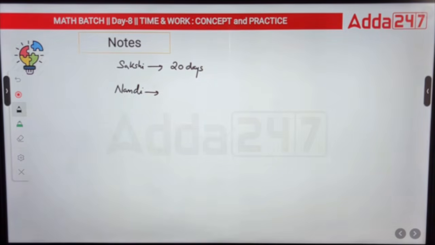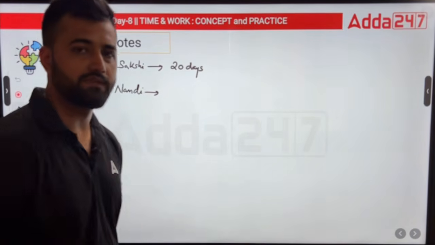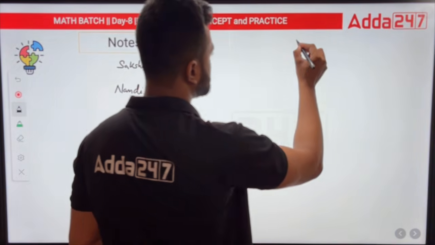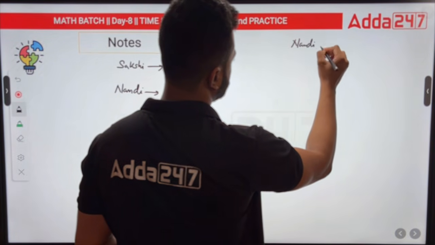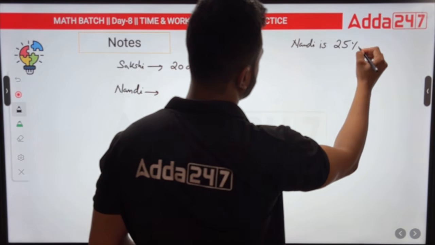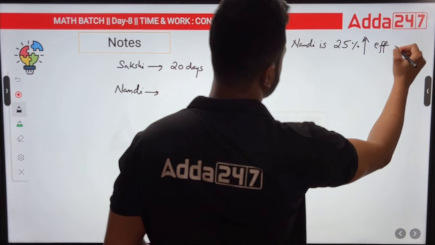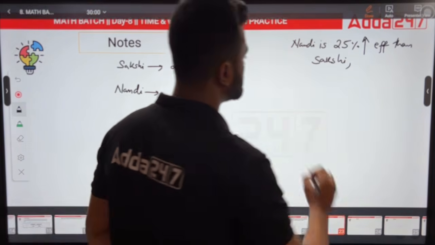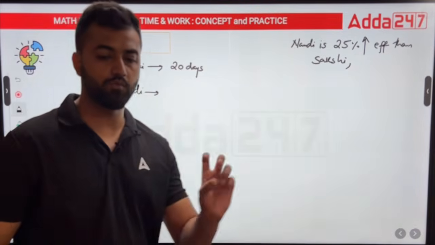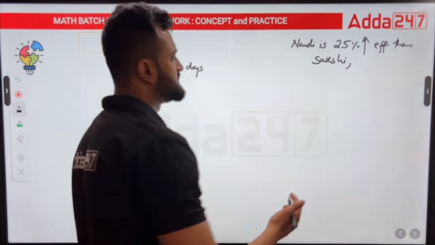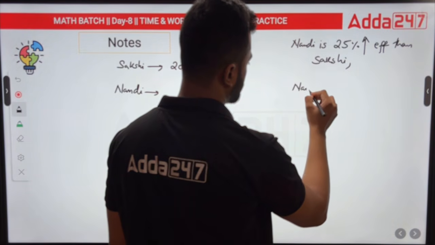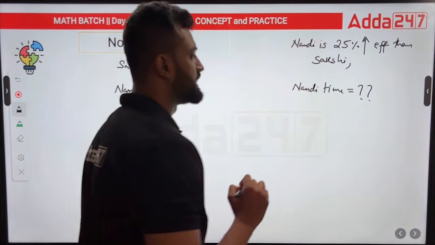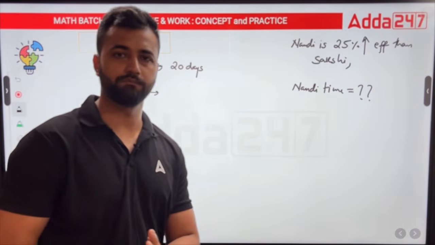She wants to work. What they have given is, they have not given the number of days taken by Nandi. What they said is Nandi is 25% more efficient than Sakshi. In that case, they want you to get Nandi's time taken. That means how many days will Nandi take to complete this particular work?